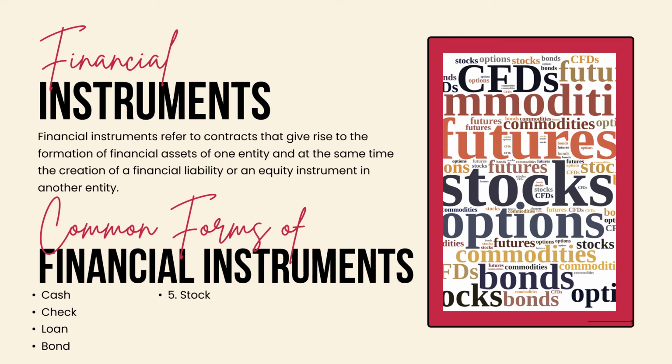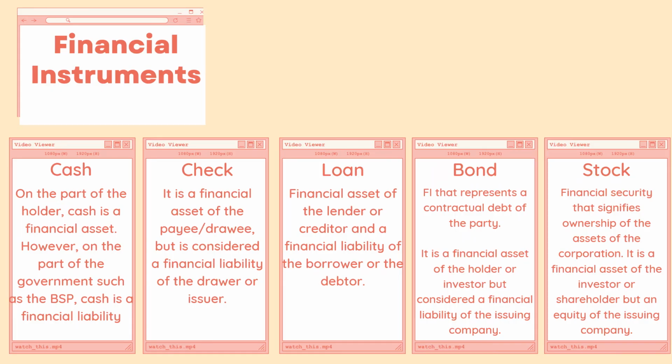In all financial instruments, two parties are involved. One party has the contractual right to receive the financial assets, and the other party has the contractual obligation to pay or deliver the financial assets. The common forms of financial instruments are cash, check, loan, bond, and stock. Cash. On the part of the holder, cash is a financial asset. However, on the part of the government, such as the Bangko Sentral ng Pilipinas, cash is a financial liability.